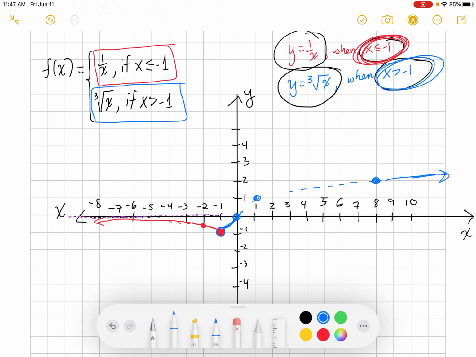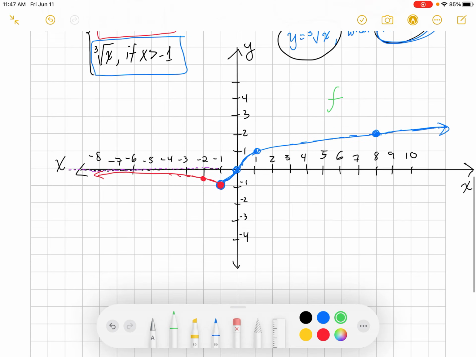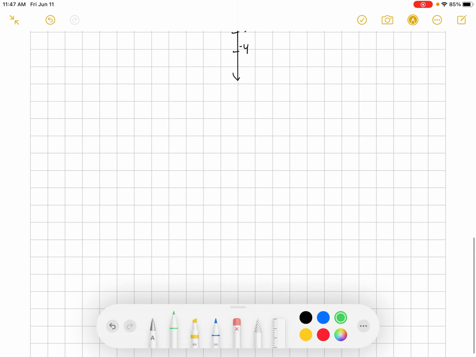Yeah, that's a little better. Try to draw this a little more smoothly. It's hard to draw with this pen. Okay, that's it. That is the graph. That's the function. I'll call this function f. It has a red piece and a blue piece. And in this case, they connect together. Now, all the time, piecewise functions do not connect together. They do not always connect.